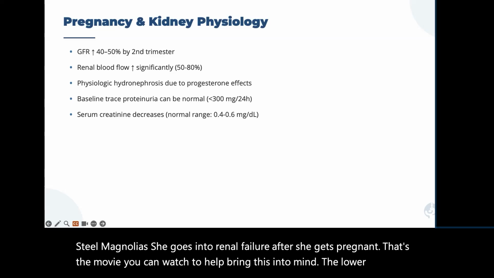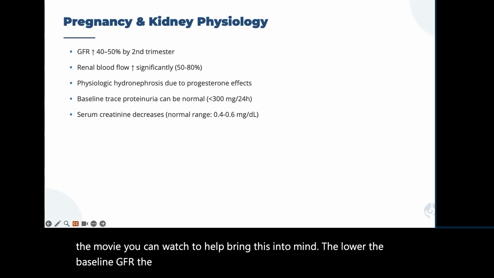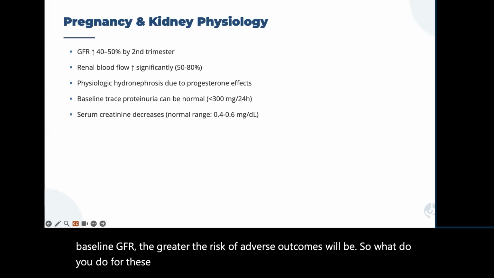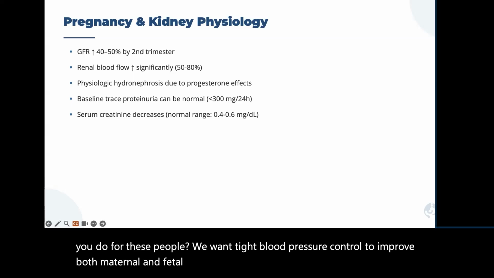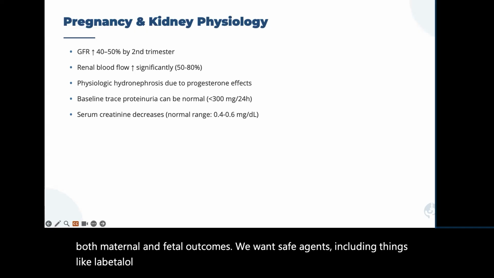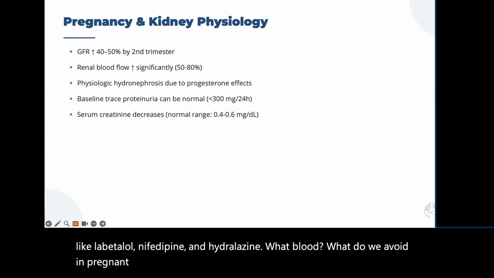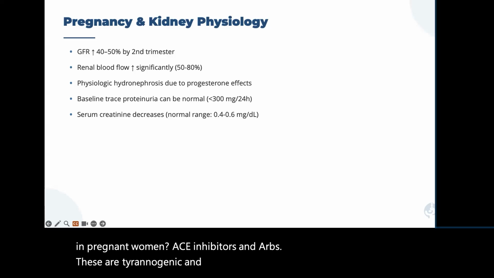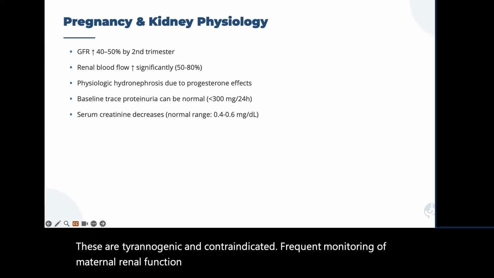The lower the baseline GFR, the greater the risk of adverse outcomes will be. So what do you do for these people? We want tight blood pressure control to improve both maternal and fetal outcomes. We want safe agents, including things like labetalol, nifedipine, and hydralazine. What do we avoid in pregnant women? ACE inhibitors and ARBs. These are teratogenic and contraindicated. Frequent monitoring of maternal renal function, proteinuria, and fetal growth is kind of what you'll do along the way.